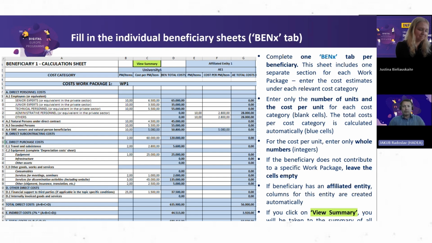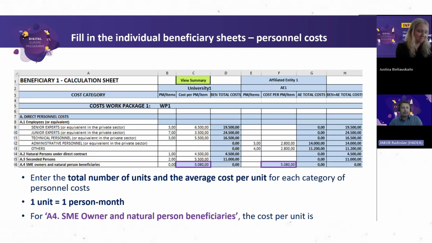One more piece of information: if you click on the view summary tab highlighted in green, this should take you down to the sum of all work packages per beneficiary. We can go ahead to another slide. Here we have the extract showing the first cost category, personnel cost. You need to insert the person months. The units are in fact the person months that you encode for each category of staff. You see there are different categories of staff: senior, junior, expert, technical personnel, administrative personnel, and others.